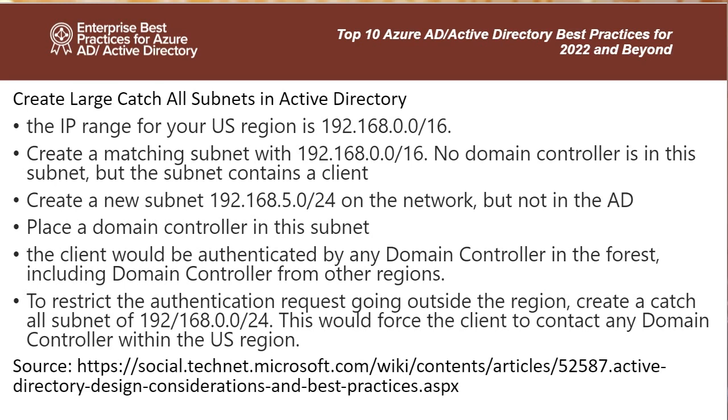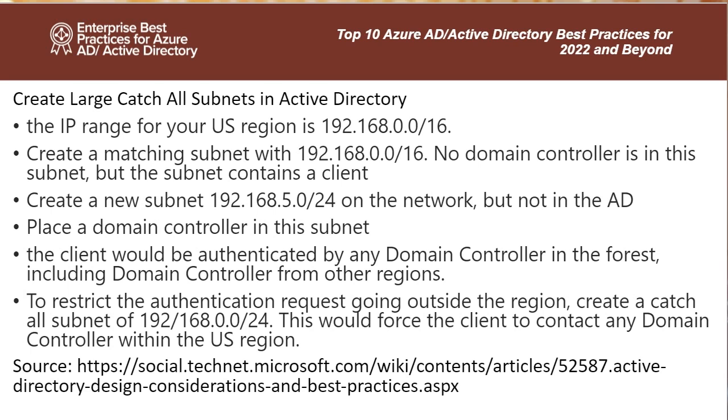Now you create a brand new subnet at 192.168.5.0/24, and you create this on the network, but you don't tell Active Directory about it, so you're not creating that subnet in the Active Directory. Let's suppose that you also place a domain controller in that subnet, and let's also assume that both of these subnets are in the U.S. region.